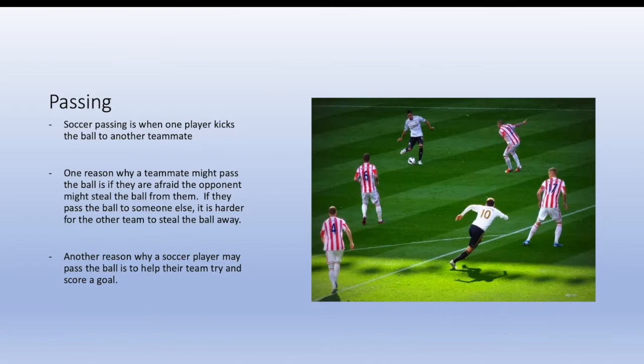So if we look at this picture right here, we can see a man on the white team is looking to pass the ball to someone else on his team because there are friends on the red team who are trying to steal it from them, and he also may be trying to score a goal.